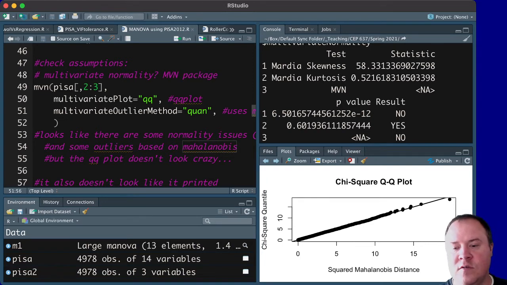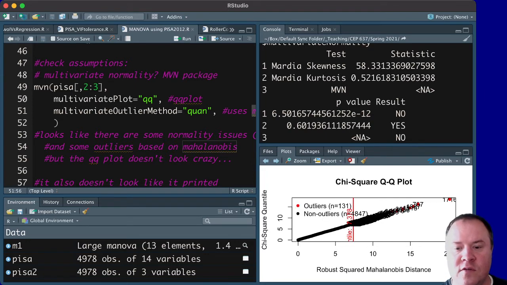And if we go to the next plot, which shows us where the cutoff is for the outliers, it's using this cut point of 7.378 for the Mahalanobis distance values. So in red, it's put these outliers out here, and it's saying that there's 131 outliers out of 4,900-ish observations. So there could be some issues with outliers, and maybe that's part of why we're also getting this skewness value that's being thrown off.